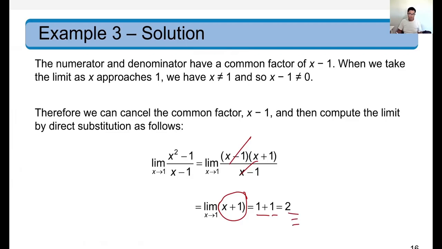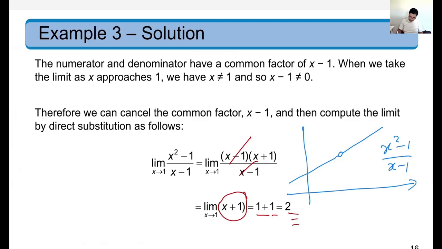The limit is 2. Okay. As you might remember from your pre-calculus or college algebra, the graph of that function was actually this. That function, x squared minus 1 over x minus 1. If you graph that, you can try now also. Take any graphing calculator and graph it.